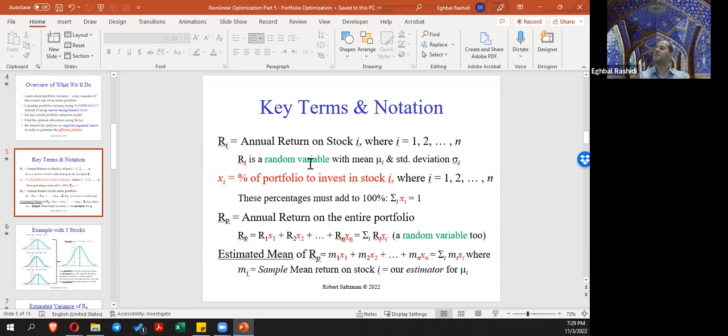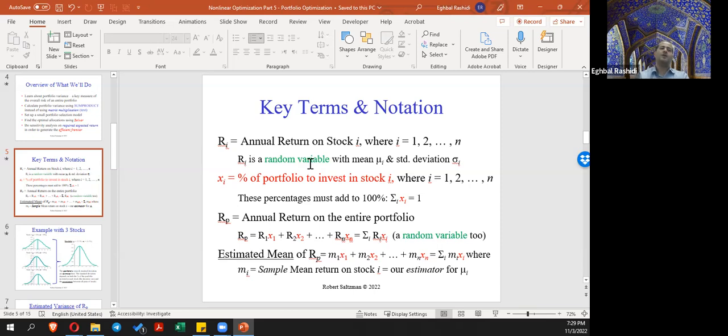So the summation of xi must add up to one. RP stands for the annual return on the portfolio, on the entire portfolio. So we're going to actually estimate these values based on the historical data that we have. It's in the sample data. It's called sample data.